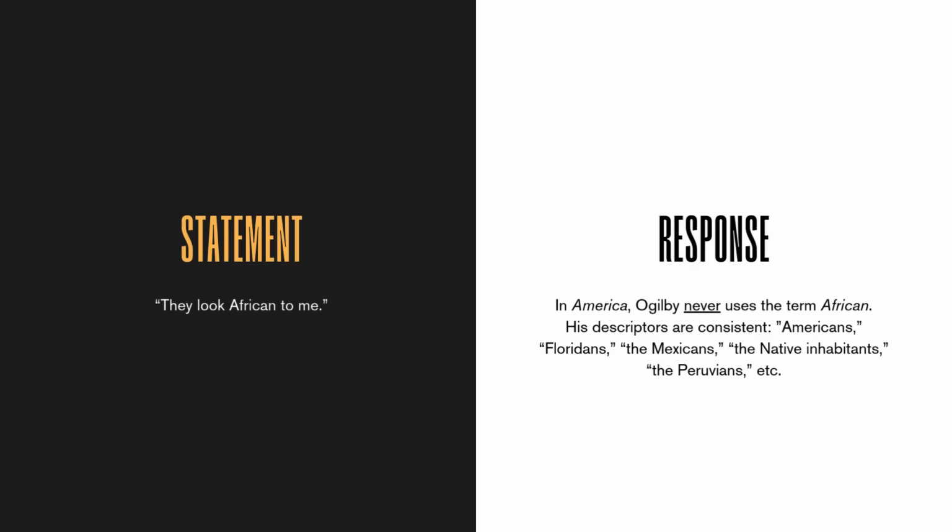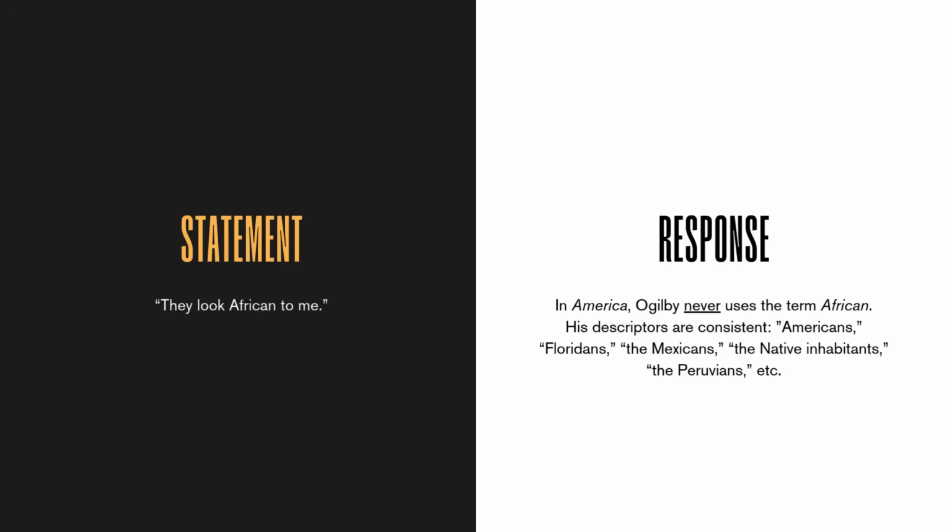Okay. Now, some people will look at these illustrations and say, they look African to me. That's what people will say, right? Now, my response: in America, Ogilby never uses the term African. Never. He never uses the term African. And when you go to archive.org and download it directly from the website, you can do a search in the document and you won't ever see the word African. He does not describe these people as African. His descriptors are consistent. He calls the indigenous people Americans, Floridans, the Mexicans, the native inhabitants, the Peruvians, et cetera, et cetera.